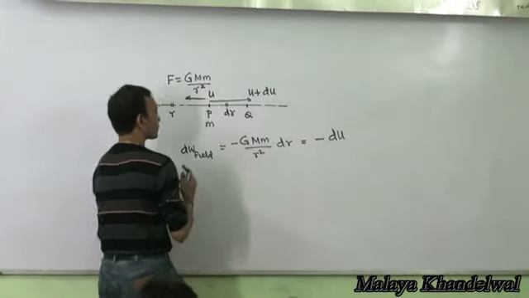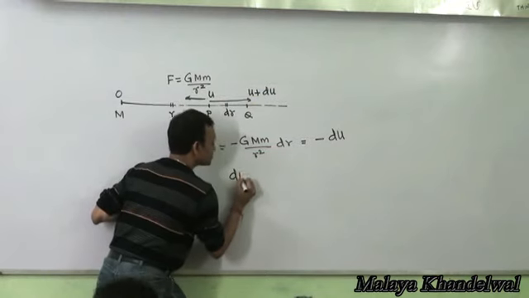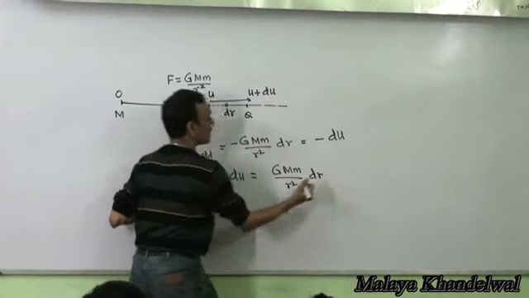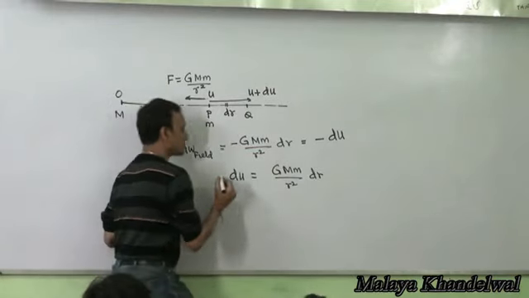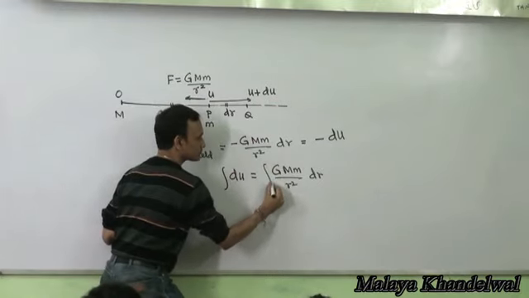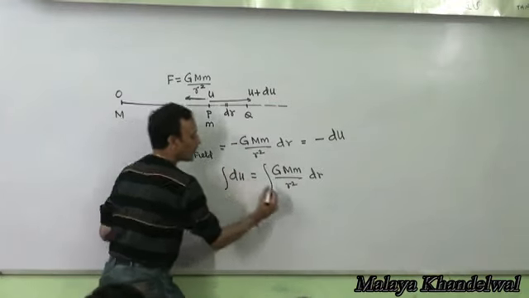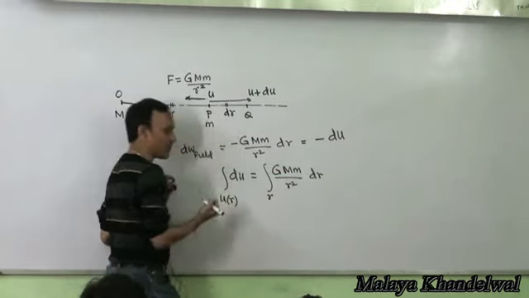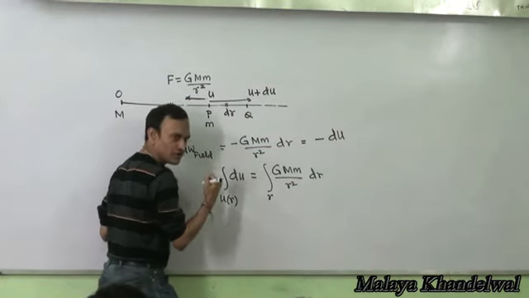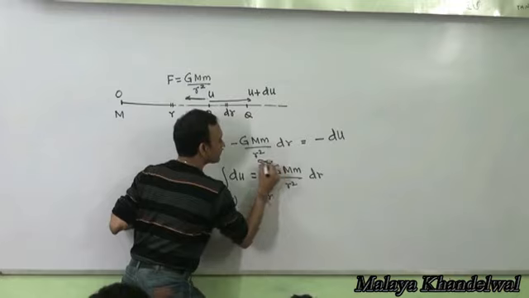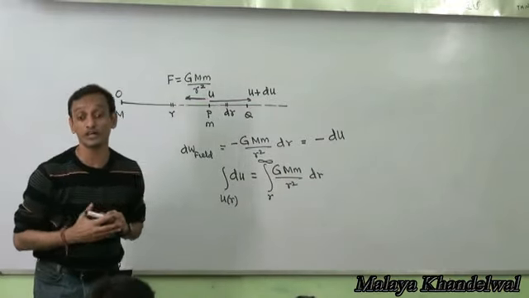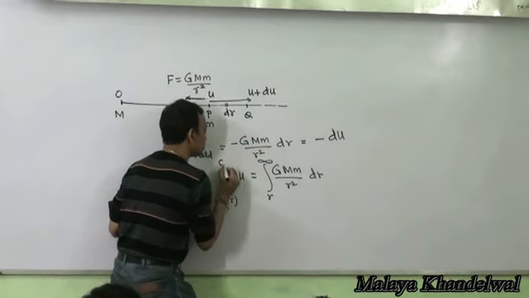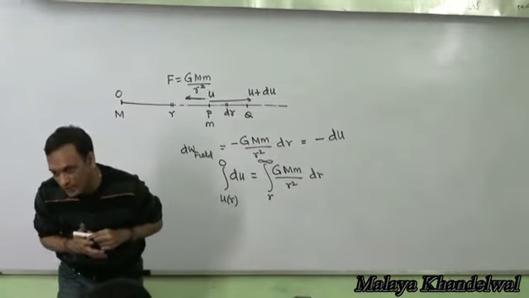Now what we do is we integrate. We have dU equal to GMm by r squared into dr. Let me integrate both sides. Let's say when r is r, that means when the particle is at P, the potential energy is U, a function of r. When r is infinity, I can always define the potential energy at infinity to be 0. Who stops me from doing that, right? That's my choice. I can do that, right?